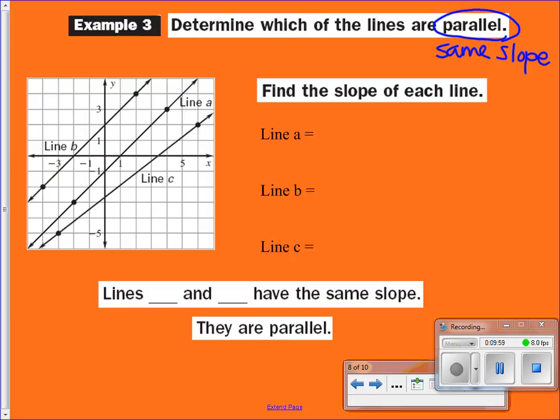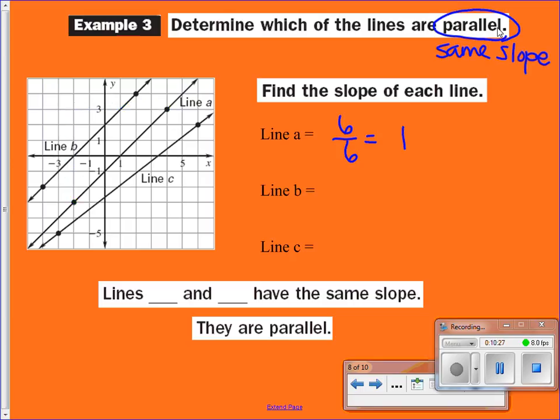Line A, let's find the slope. Well, here's a point on line A. Here's a second point on line A, and to find the slope, let's just count. We go up 1, 2, 3, 4, 5, 6. So our rise is 6. Our run, 1, 2, 3, 4, 5, 6. Our run is 6. So our slope is 1. 6 over 6, equals 1.